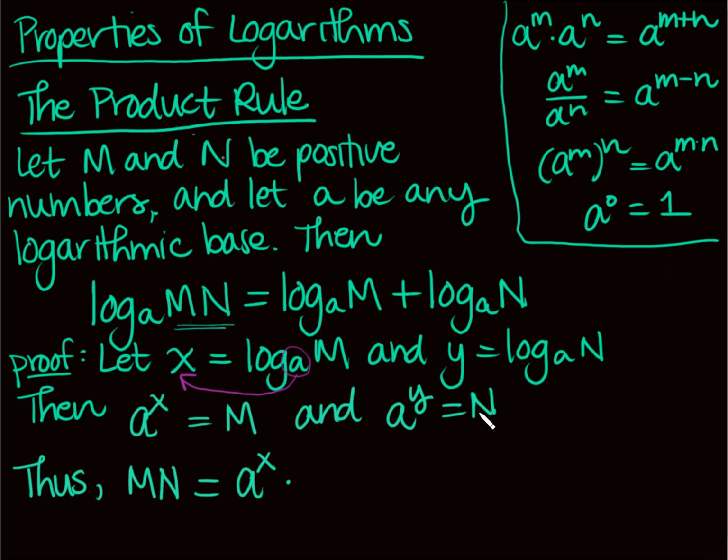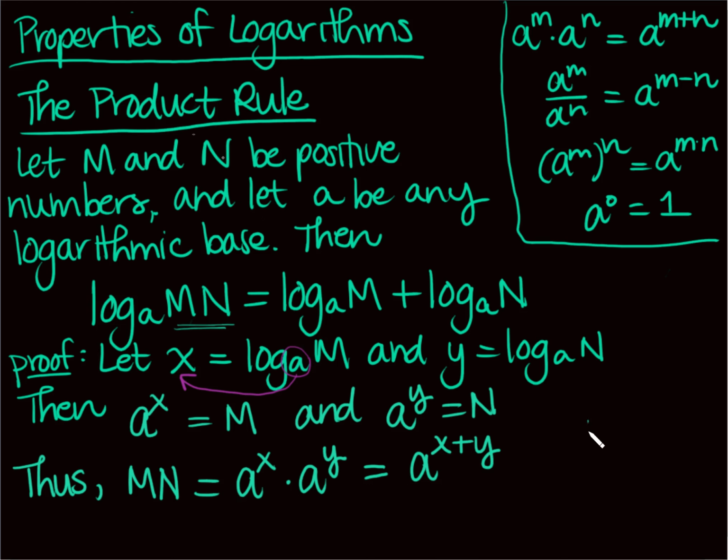It's a to the x. I multiply it times n. n is a to the y. What do I know with exponents? I know that I add exponents when I multiply like bases. Whoa, whoa. Settle down there, exponents. All right, so look at what I have. I have m times n equals a to the x plus y.